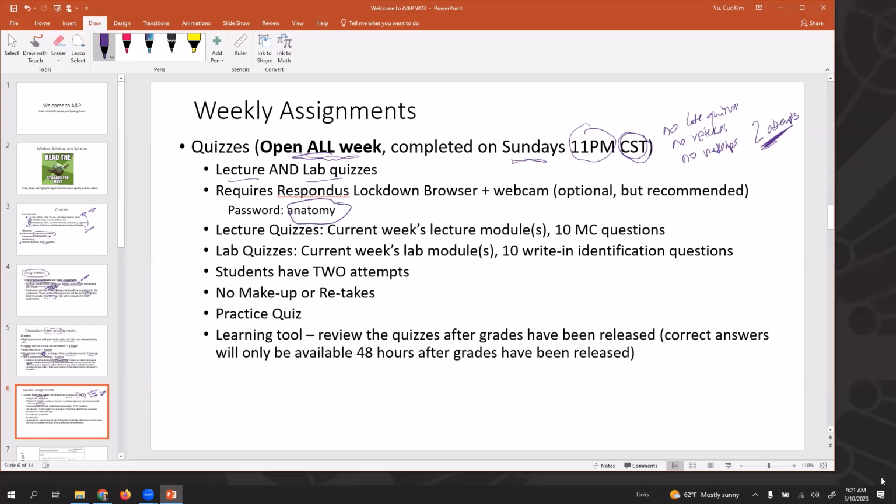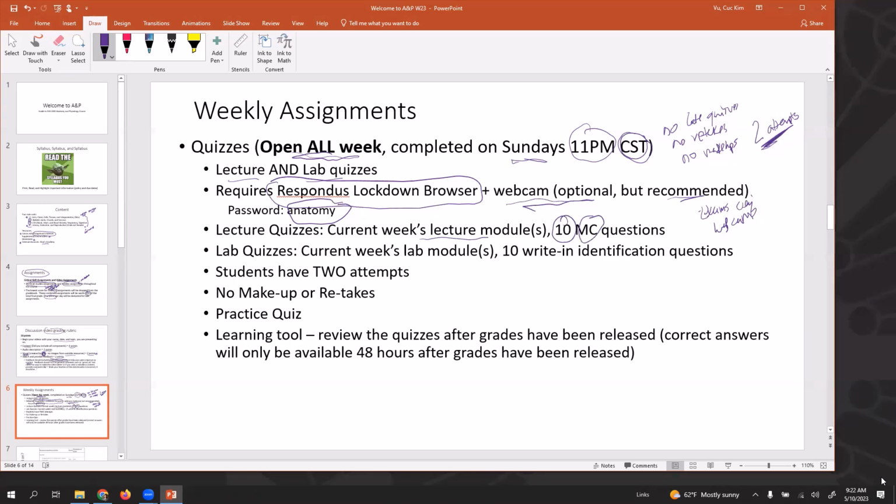For the quizzes, you do need to use Respondus Lockdown Browser. Webcam is optional, but I recommend it, because your exams require the webcams, so it might just get you used to using the webcams. Your lecture quizzes are always going to be on the current week's lecture modules, and it's always going to be 10 questions that are multiple choice.